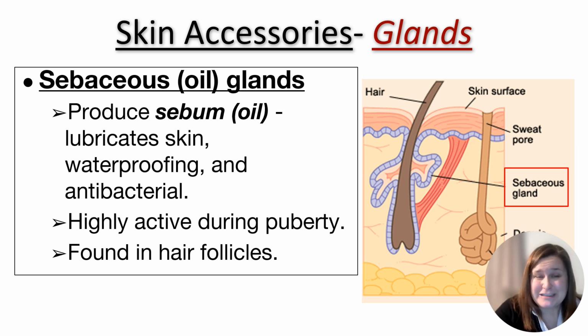We also have glands in our skin. We have several different types of glands. The first ones we're going to talk about are sebaceous glands. Our sebaceous glands are our oil glands. They produce what's called sebum. Sebum is just a fancy medical word for the kind of oil that helps lubricate our skin. This helps with waterproofing, and it also has antibacterial properties, so it helps keep us safe in that respect. It is going to be highly active during puberty. This is why our hair gets really, really greasy during puberty, and it is found inside of hair follicles.